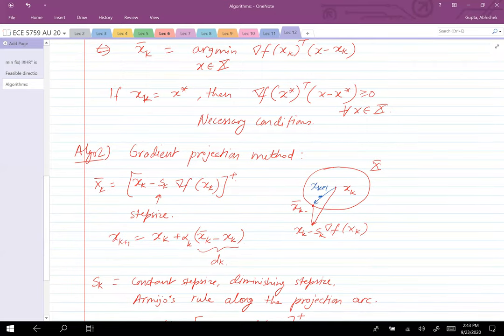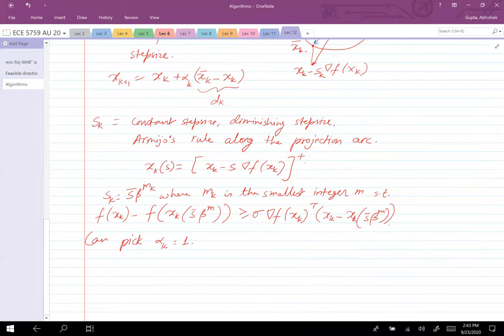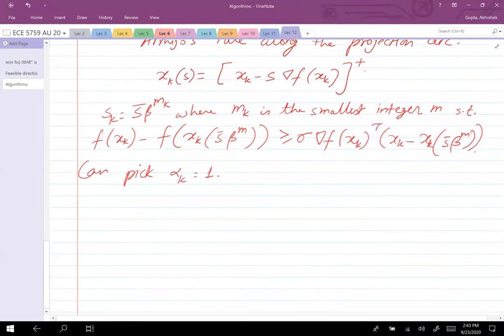So this gives you an alternate way to compute x bar k, where you pick x bar k in this fashion, but then you have to do a projection. So depending on whether this argmin is easy to do or this projection is easy to do, you can pick one of these two methods. However, there is something else that I want to point out: this gradient projection method is equivalent to another way of viewing this x bar k, which is what I want to get at now.